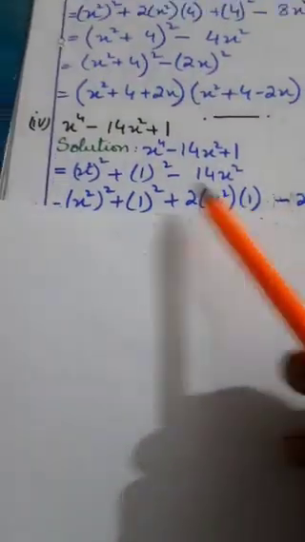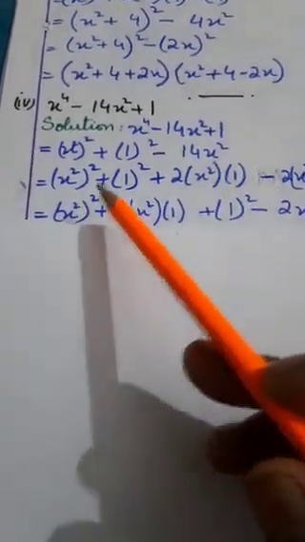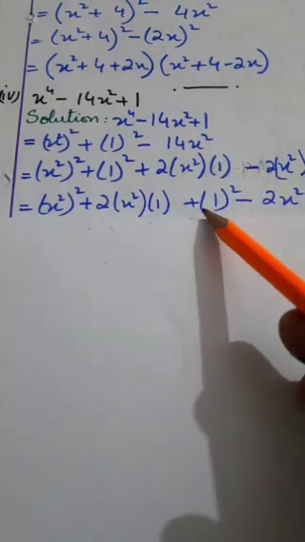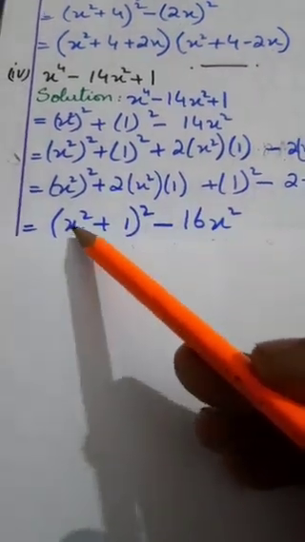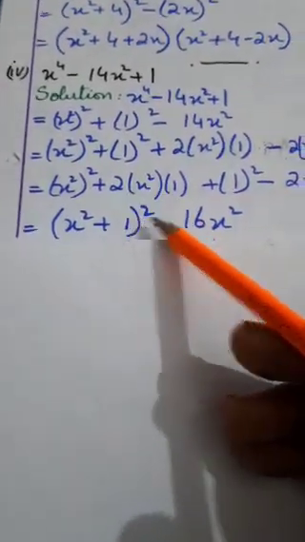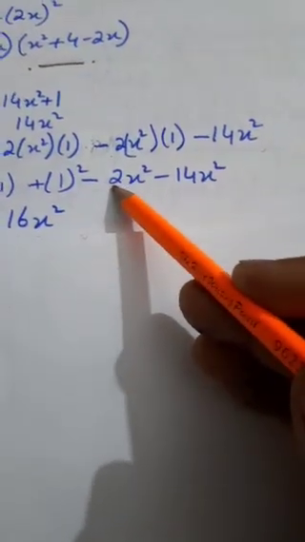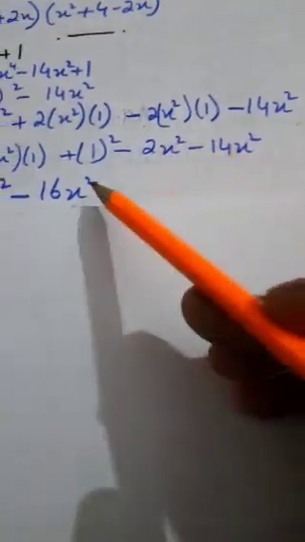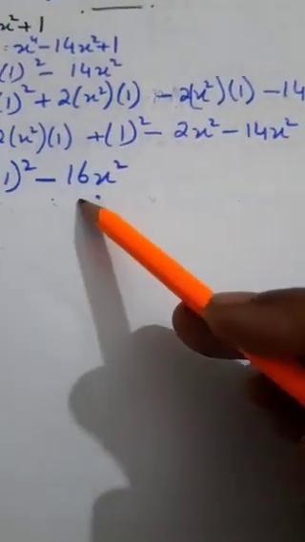Now we shift this plus in the middle and we complete the formula. Okay, so it is x square ka whole square plus 2x square into 1 plus 1. It is a complete square. Now it is a complete formula. So we are able to apply the a plus b ka whole square formula. So x square plus 1 ka whole square minus, and here it is 2 1 and 2, so it is minus 2x square, and minus 2 and minus 14 it becomes minus 16. Because again they are like terms, so they are able to add.